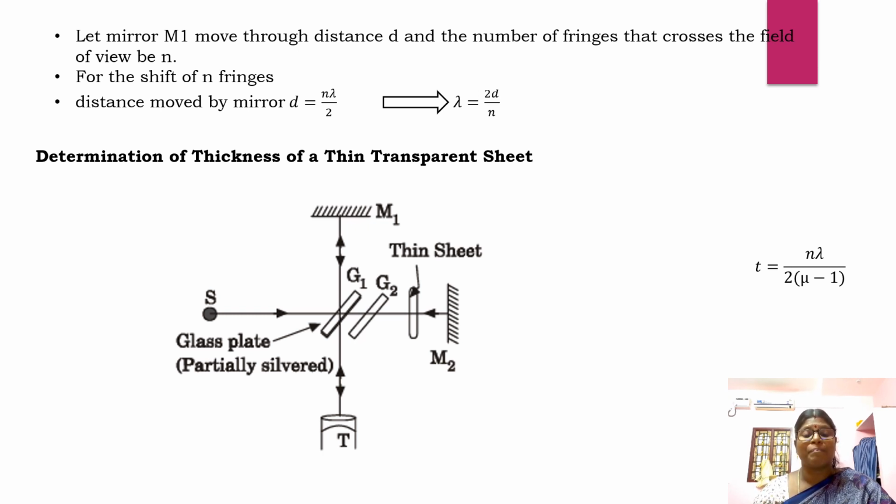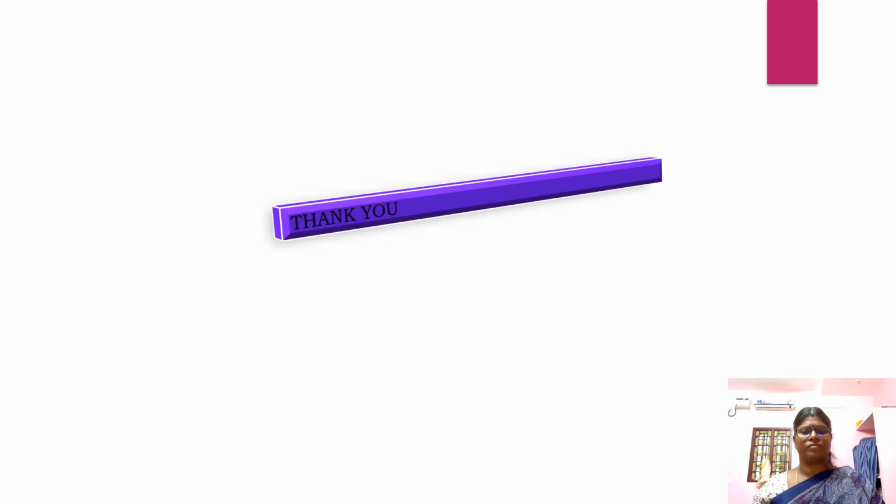As a result, a path difference is introduced between the light. The path difference is 2 times the thickness times mu minus 1, where mu is the refractive index of the thin sheet used. By introducing the thin sheet, the number of fringes crossing the field of view is counted, taken as N. Using that N, the thickness of the thin sheet, small t, is calculated using the formula t is equal to N lambda divided by 2 into mu minus 1. Thank you.